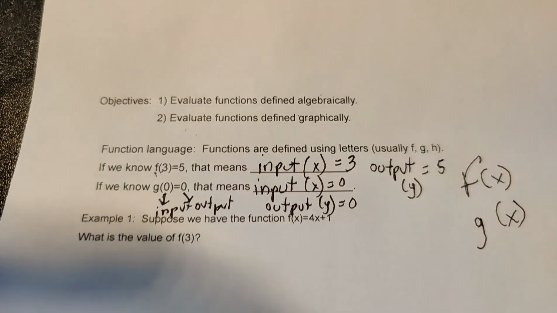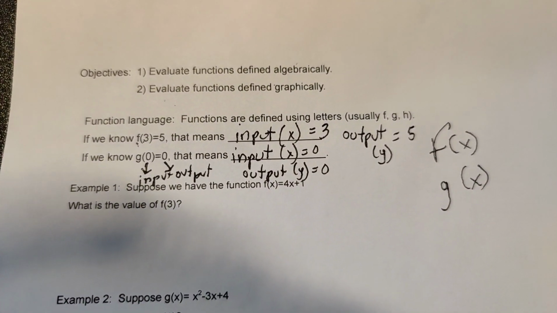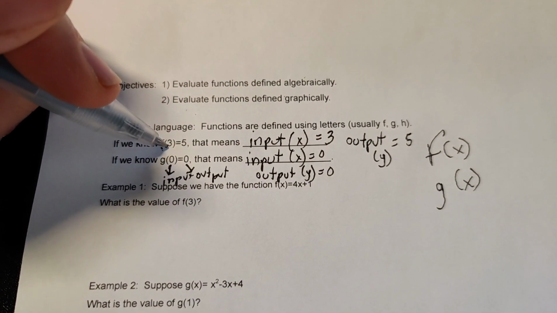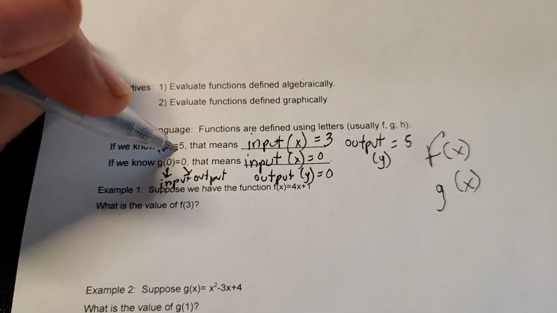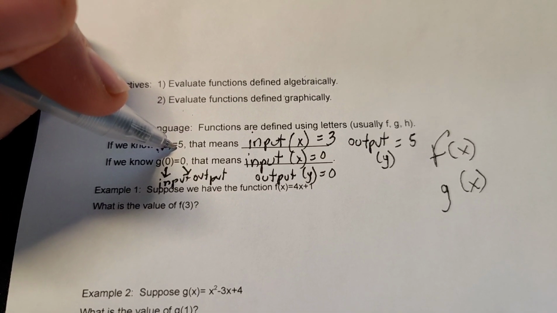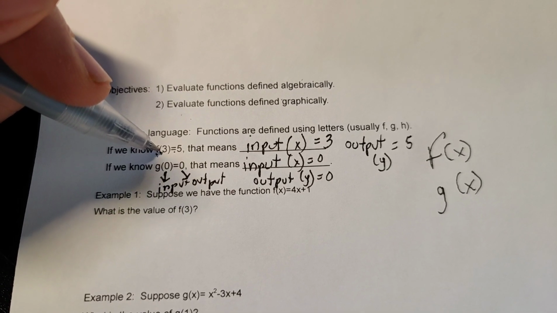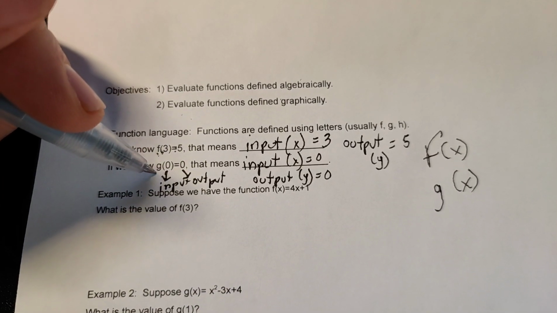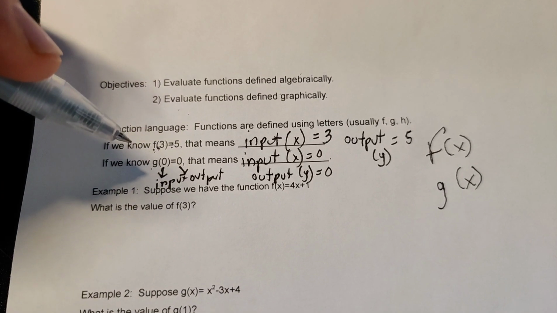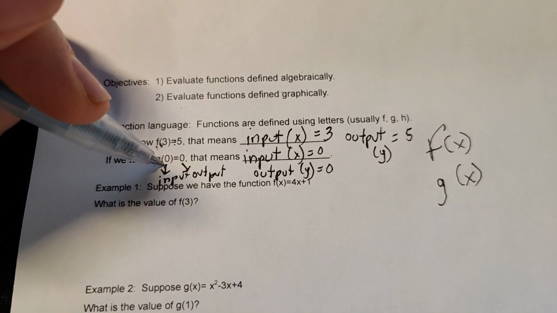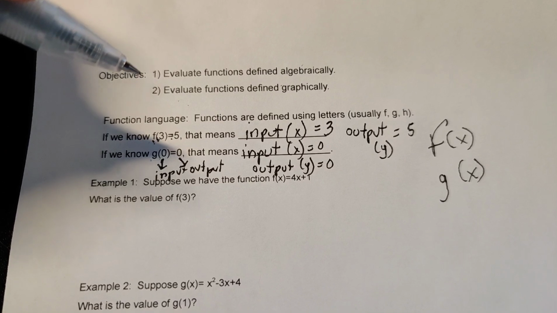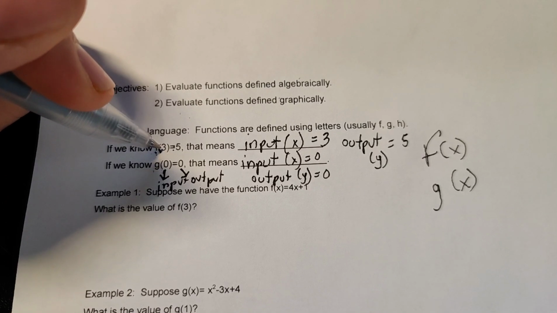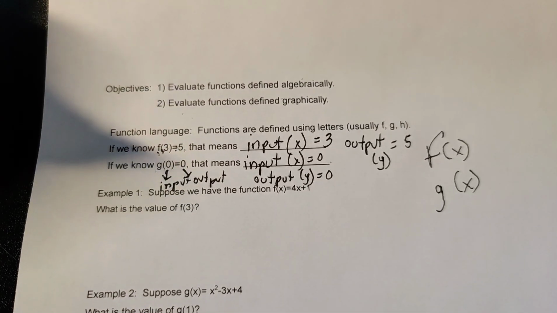So a less complicated way to think of what these mean is if we put in 3 into f, we get out 5. So in middle school you might have seen function machines where if you put 3 into the function machine, it gives you out 5. If we have a different function machine called g instead of f, and we put 0 inside the function machine, it would give us 0 back out. So whatever is inside the parentheses is the input, whatever is next to the equal sign is the output.